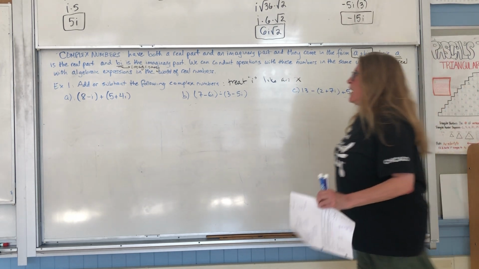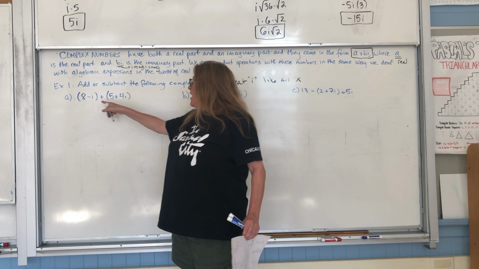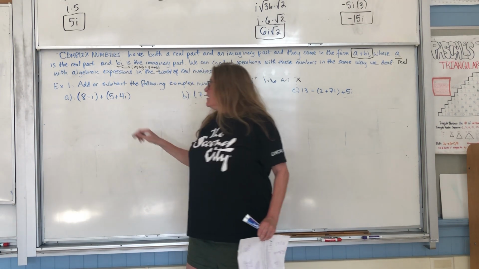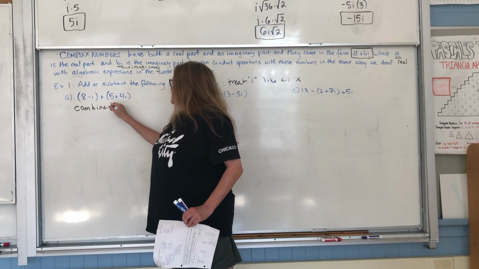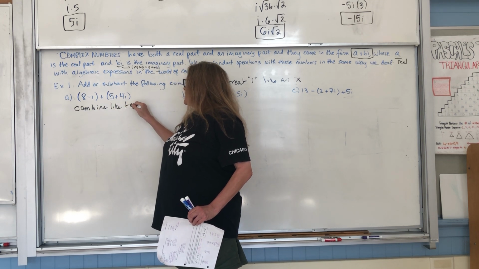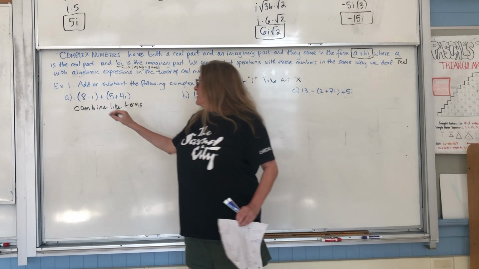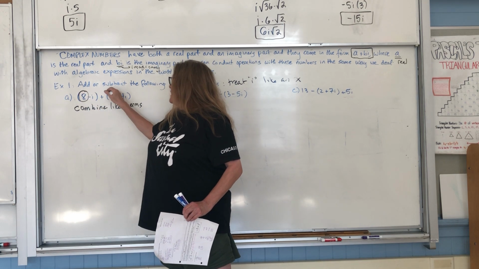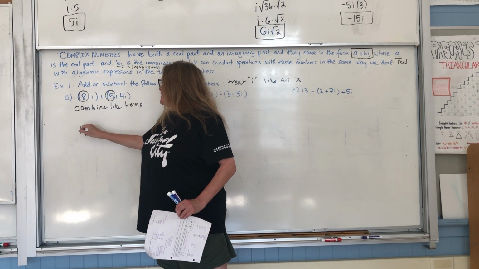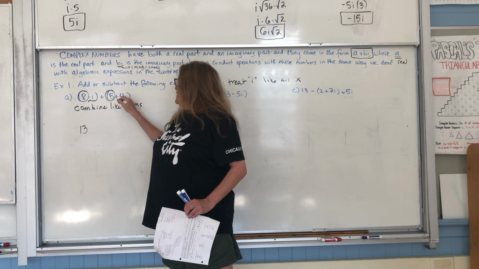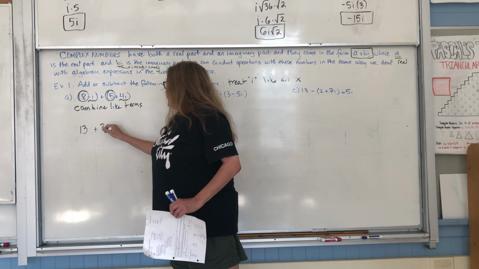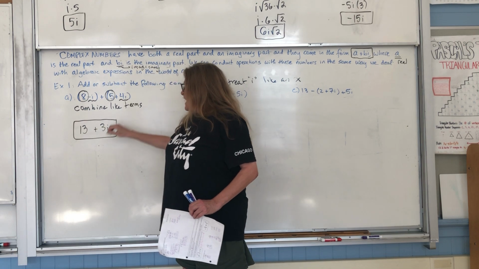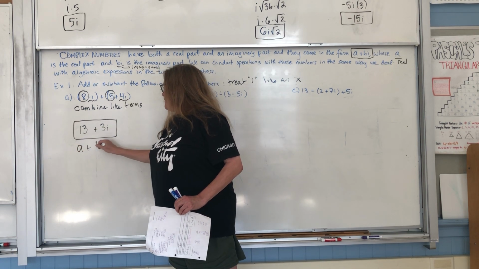So if I had 8 minus i plus 5 plus 4i, if those i's were x's, what would I do? I would combine like terms. So guess what? That's what I'm going to do. I'm going to combine like terms. I've got 8 plus 5, which is 13. And I have negative i plus 4i, which is 3i. Notice my answer is in a plus bi form.